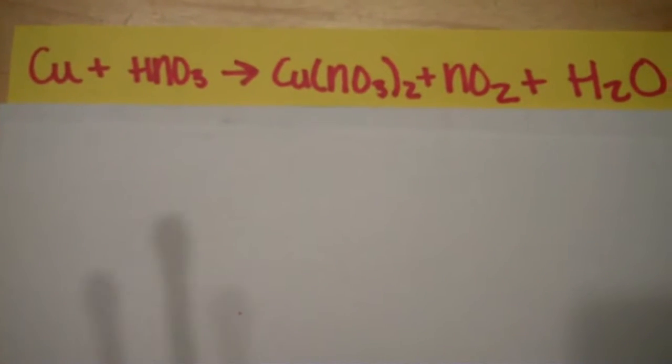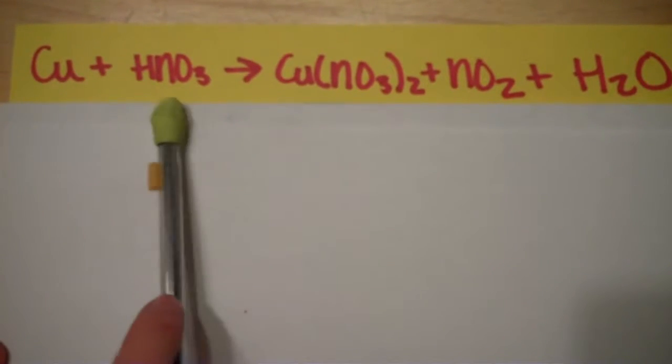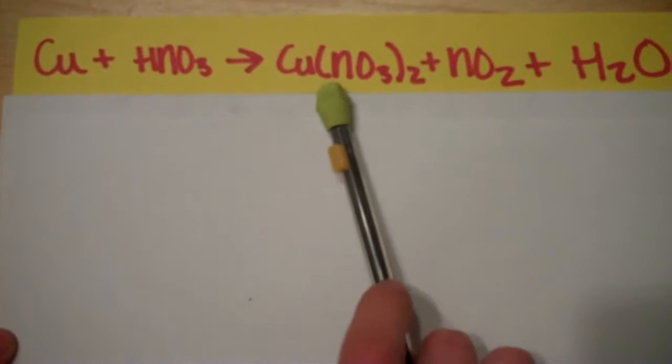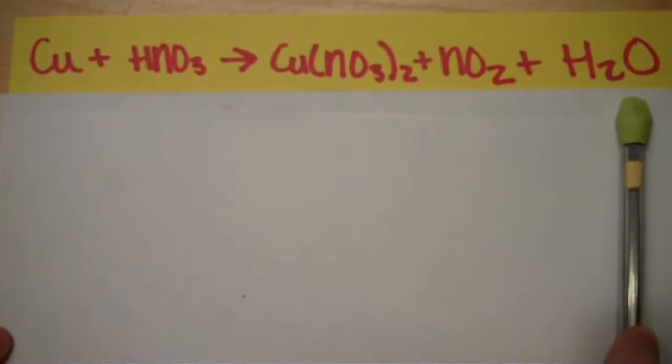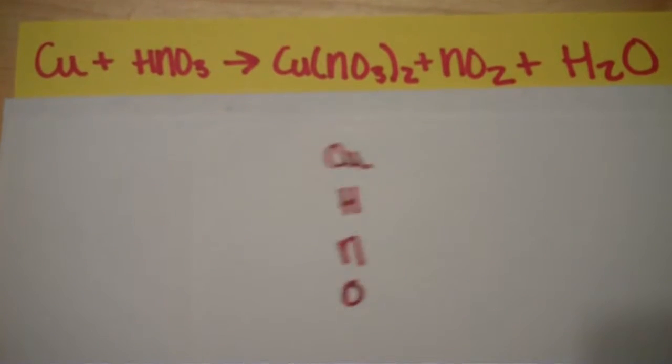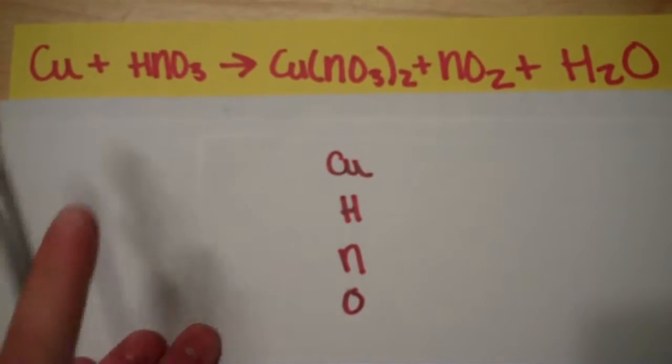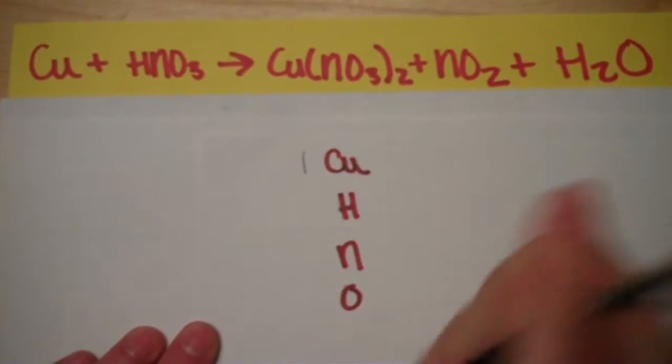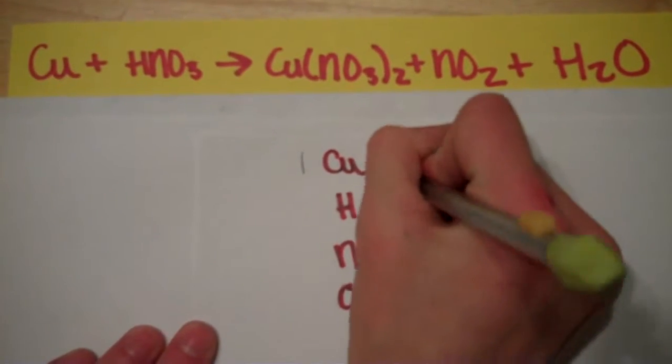In the first reaction, copper is going to react with nitric acid to produce copper nitrate, nitrogen dioxide, and water. Now first, to balance the equation, you have to figure out how many of each element are on each side. There's one copper on this side and one on this side.